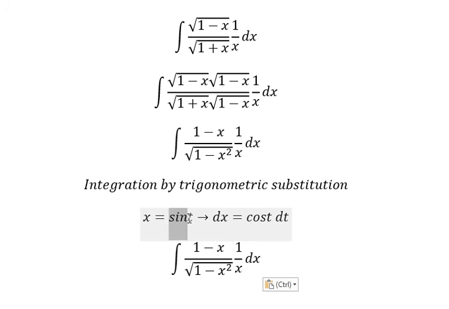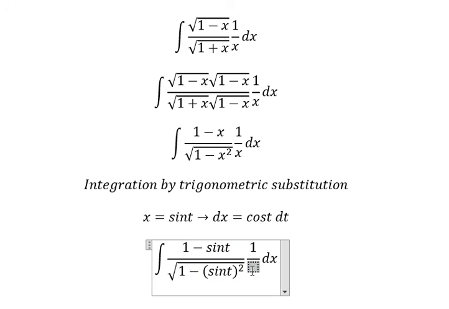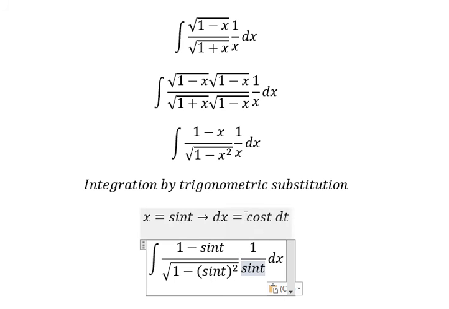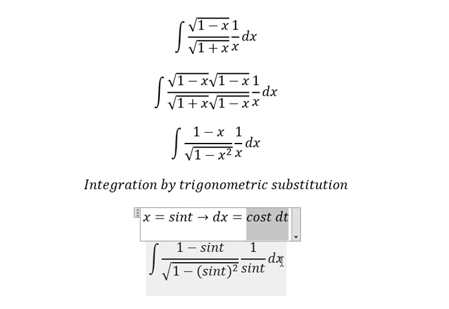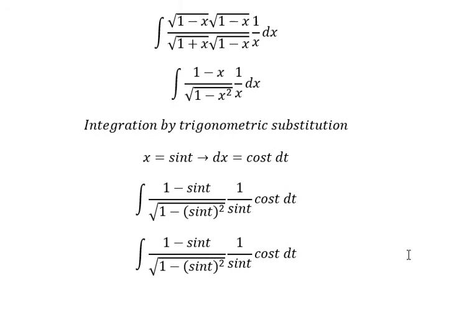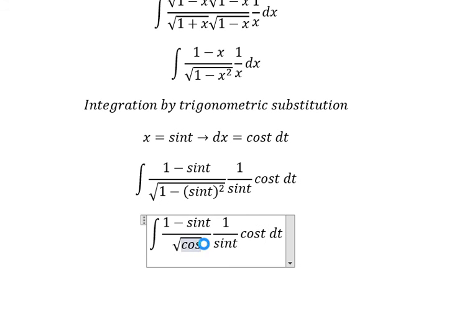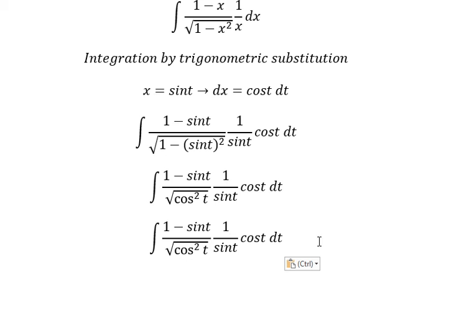So we put this one in here, and here, and here. Dx, we change for this one. One minus sin squared t, you get cos squared t. The square root of cos squared t, you get cos t.